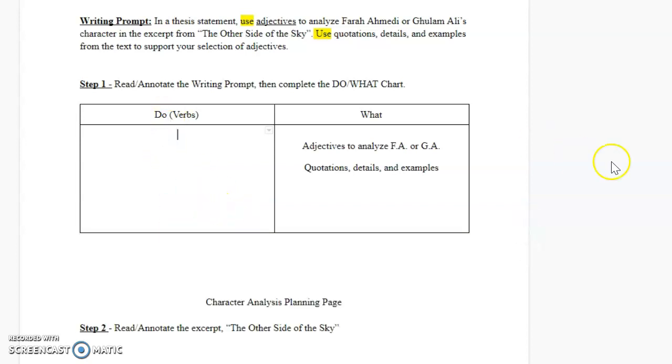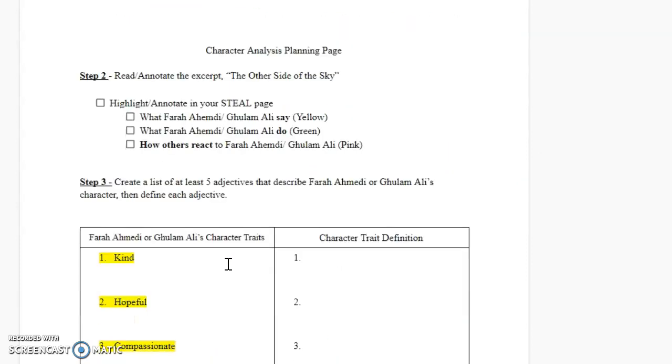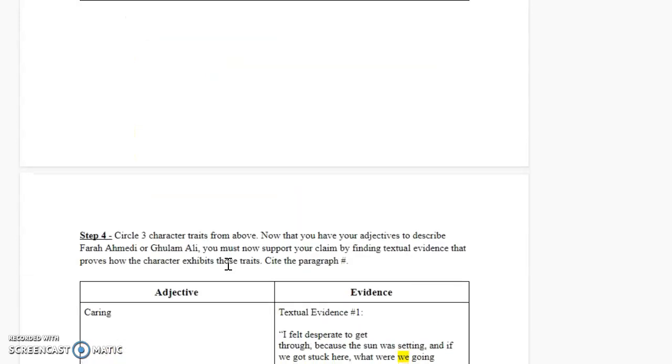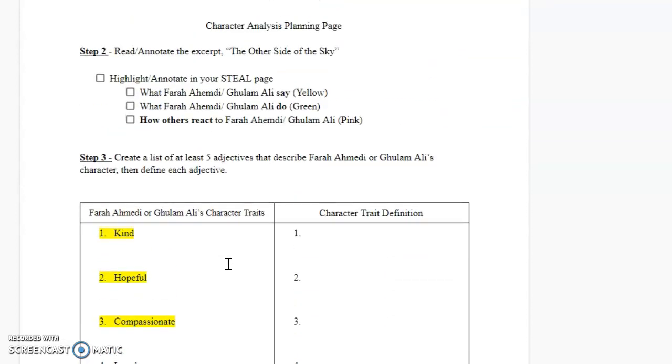Right? Okay, so that's what you're going to do for the do what chart. If you need to go back, just go back a couple seconds and pause it. I'm going to move on to step 2 and then lastly into step 3, and then I will cut this video here and you guys will watch the rest for step 4 and 5.